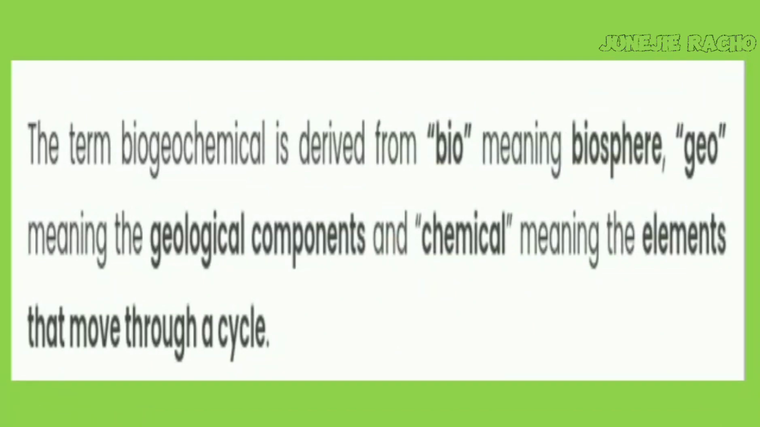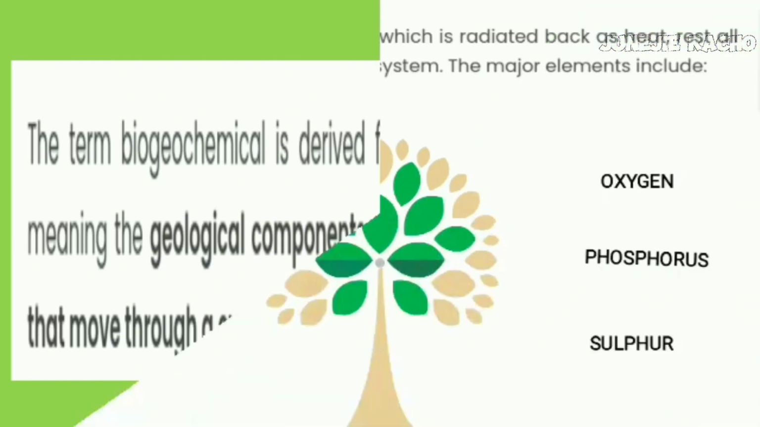The term biogeochemical is derived from bio, meaning biosphere. Biosphere means the region above and below the Earth's surface where life exists. Geo meaning geological components, and chemical meaning the elements that move through a cycle. So the gaseous cycles include nitrogen, oxygen, carbon, and water.